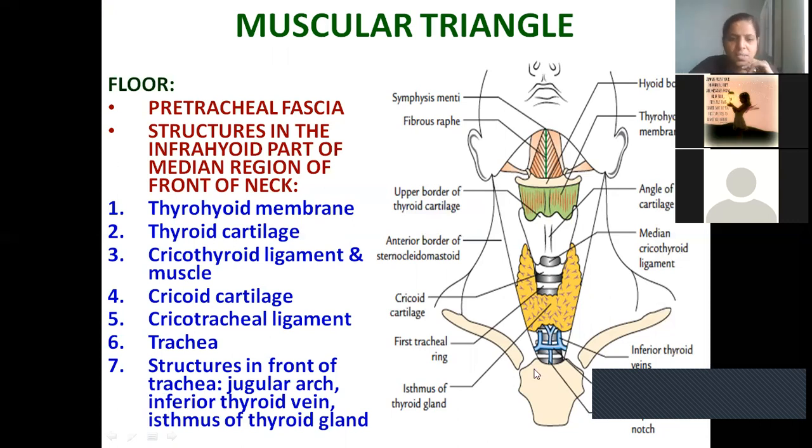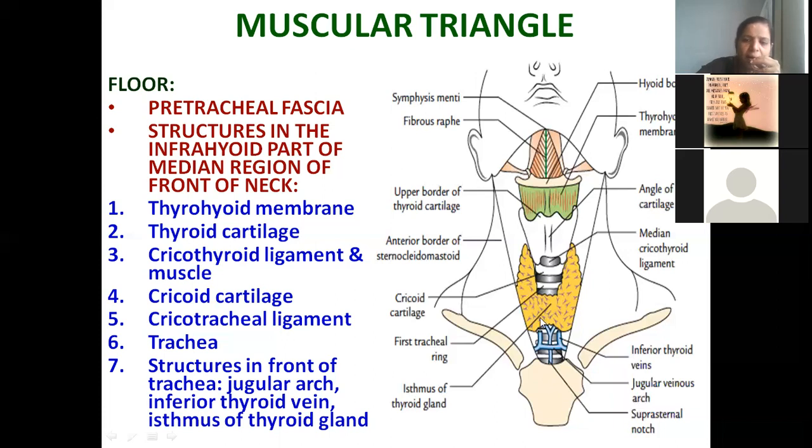So you are finding structures right in front of the trachea, that is the jugular venous arch, inferior thyroid vein, and isthmus of the thyroid gland. These are the structures you see in the floor.